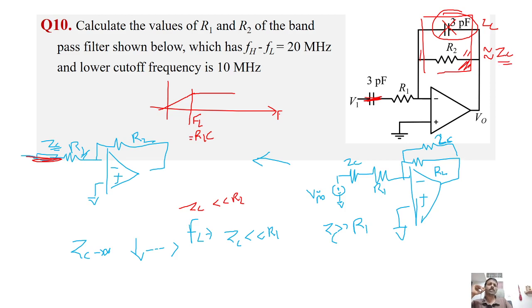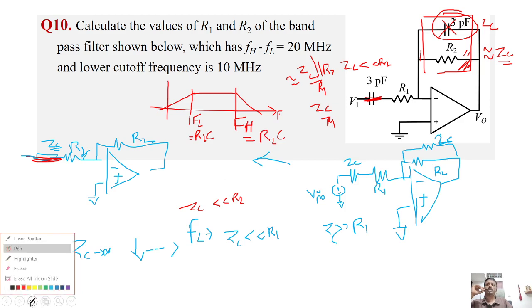So at that point what happens? The net output voltage we can write as ZC by R1, or ZC parallel R2, while if ZC is much less than R2 it will be like ZC by R1. So from that point it will start decreasing. What is the higher cutoff frequency? The higher cutoff frequency is determined by the resistance R2 and C. Okay, I think I made the point clear.